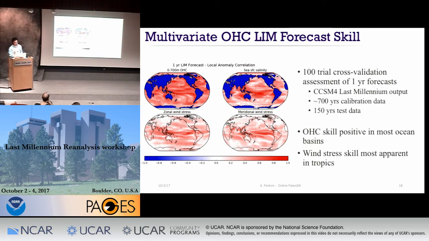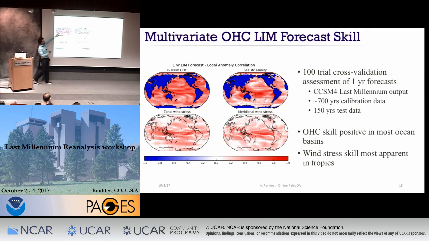When you do those experiments, we're using four variables in our state. We have upper ocean heat content. Sea surface salinity is not a prognostic variable, but it might be interesting for forcing or incorporation because it can be related to some of the proxies we're using. And then zonal and meridional wind stress, which are key components of the variability for ocean heat content.